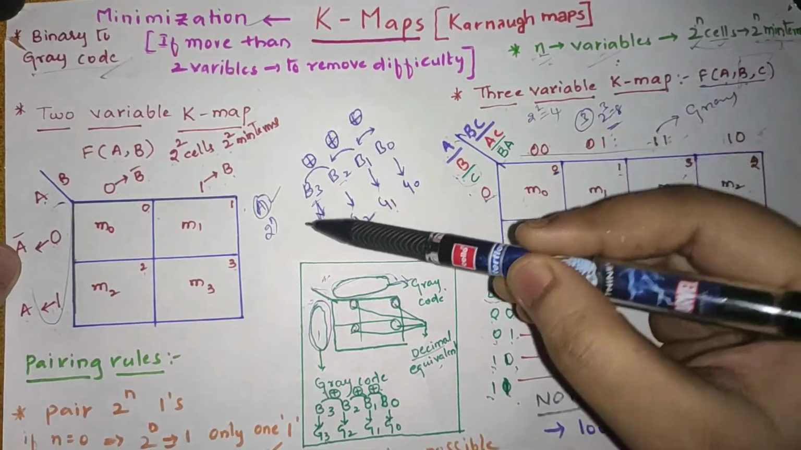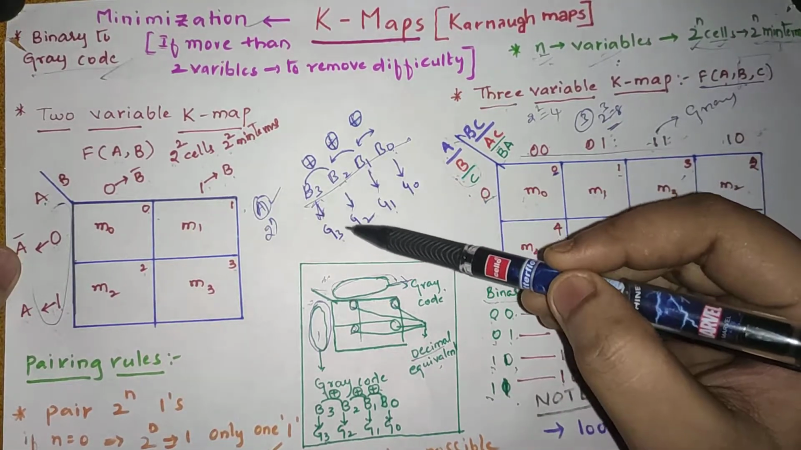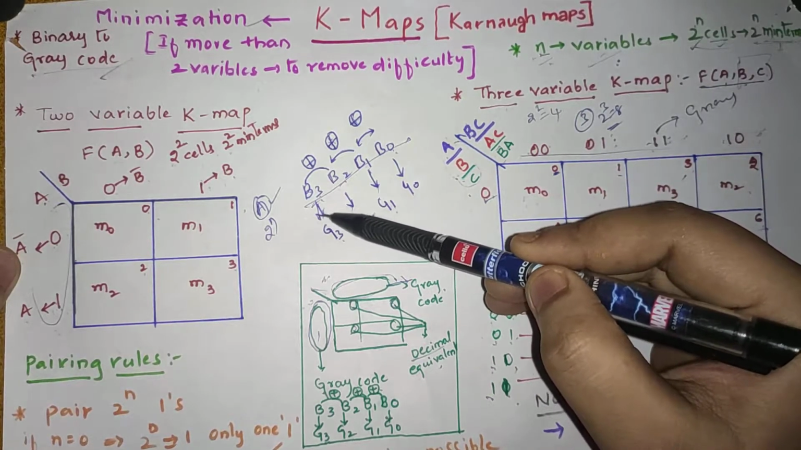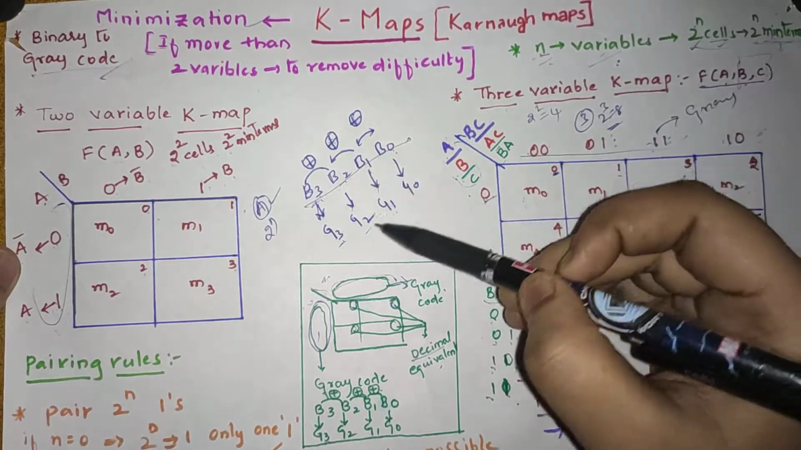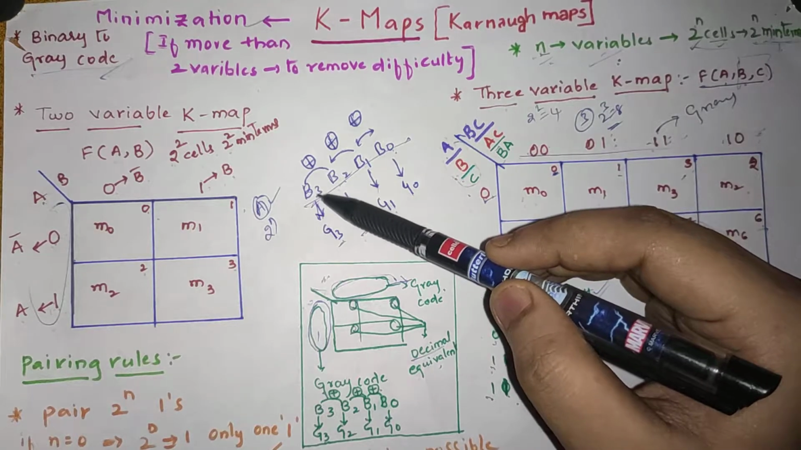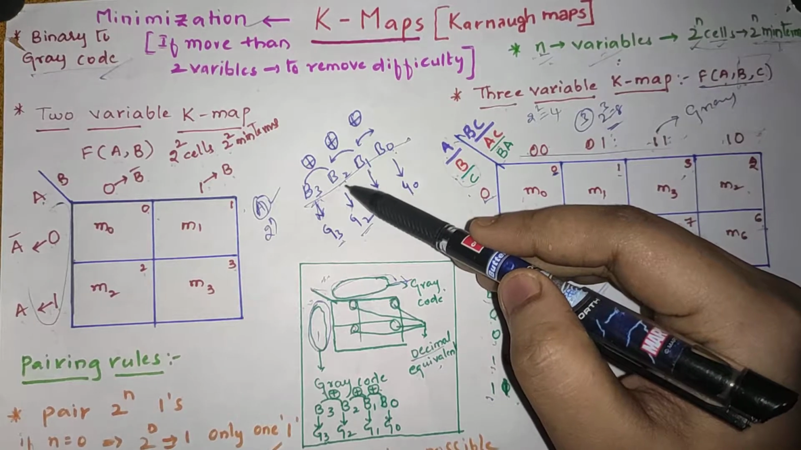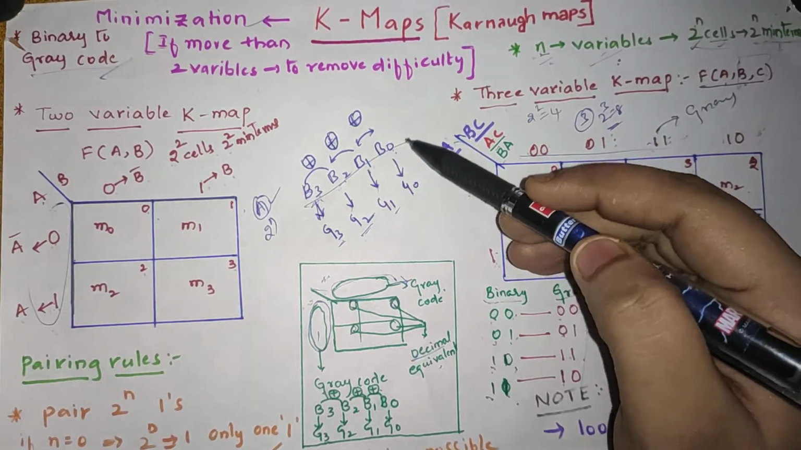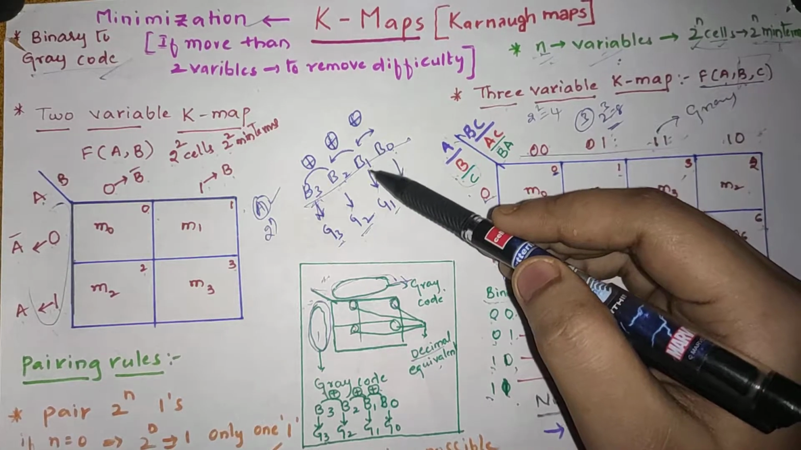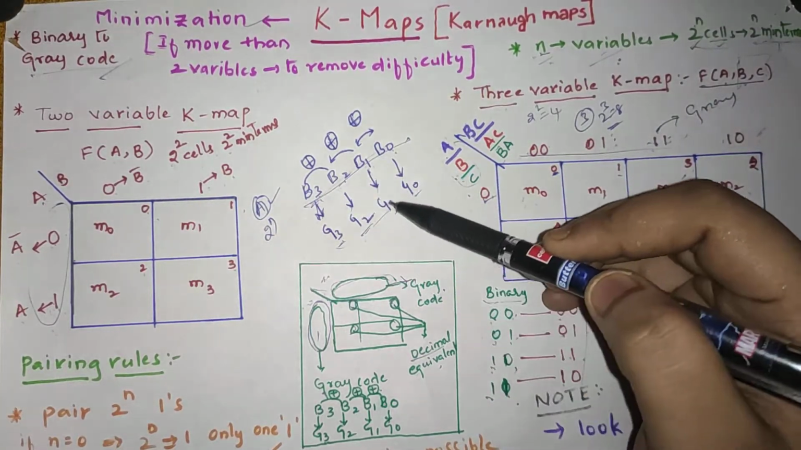The conversion is as follows: if B3, B2, B1, B0 is a binary code, it is converted into gray code by applying the XOR operation. B3 is directly G3 in gray code, and G2 is obtained by applying XOR between B3 and B2, and G1 is obtained by applying XOR between B2 and B1. Like that, G0 is obtained by applying XOR between B1 and B0. In this way we convert binary code into gray code.